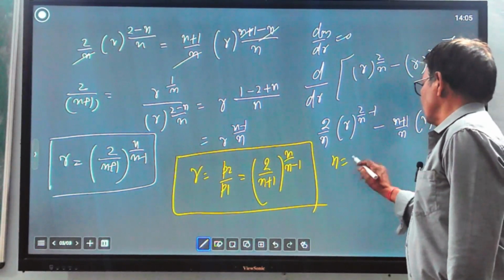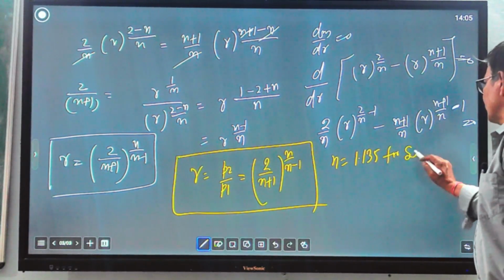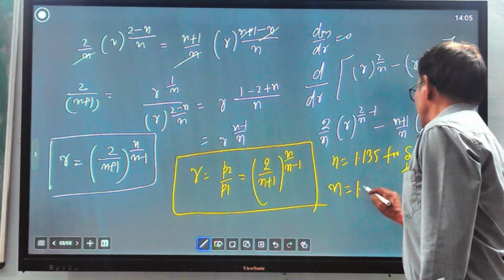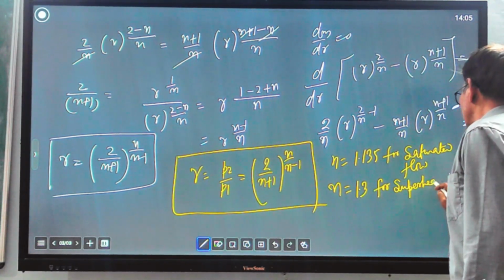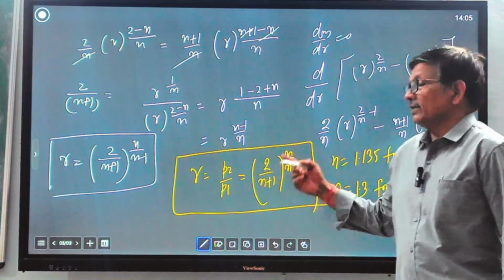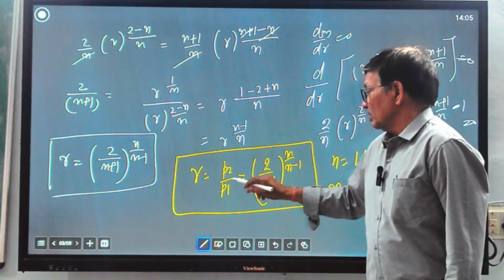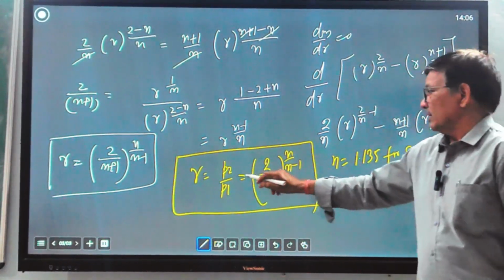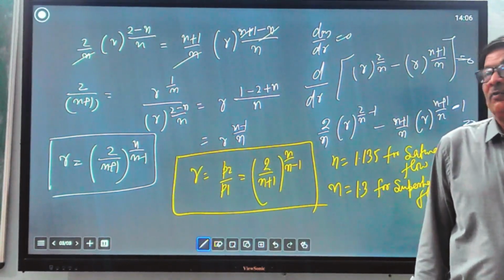N equal to 1.135 for saturated flow, and N equal to 1.3 for superheated flow, and this will also provide the condition of the pressure at the throat. When pressure at the throat becomes P2 critical, then P2 upon P1, you have to find out pressure at throat by using this equation, and you can also find out per exit what is the mass flow rate.